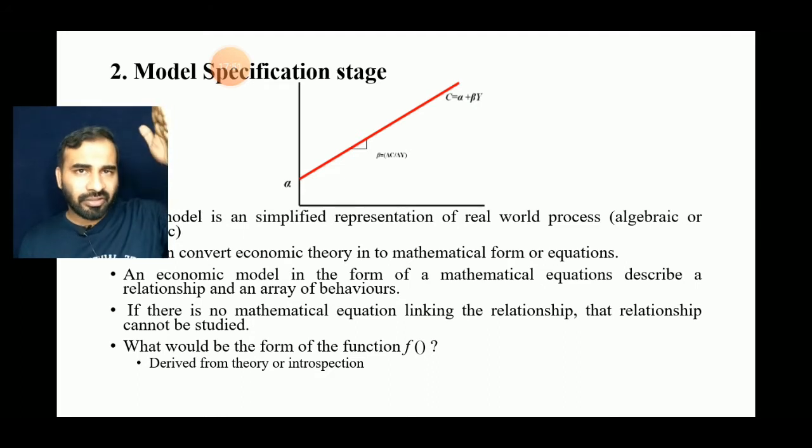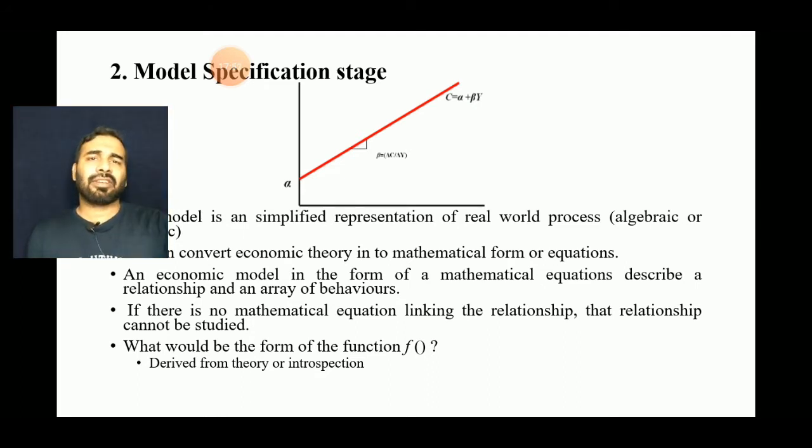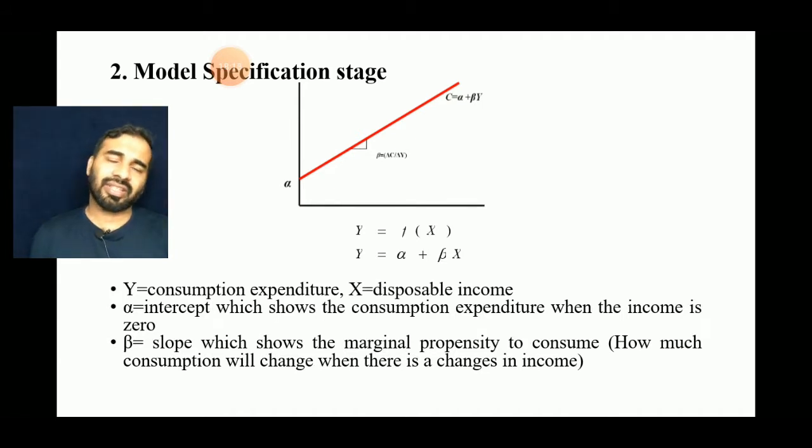If you want to verify a horizontal line, like perfectly elastic or perfectly inelastic, then it would be a constant function. So what kind of function we have to use depends on what our theory says, or what we can introspect from theory or common sense. So this is the mathematical or model specification stage.